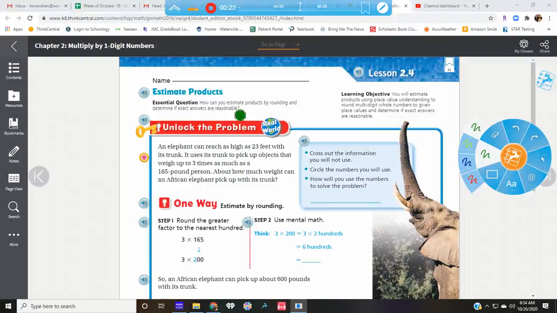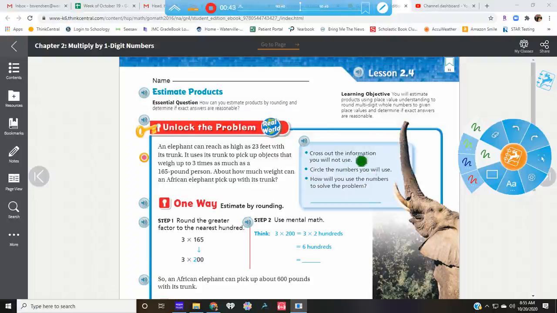So if we look over here at the unlocked problem, cross out the information we will not use. It says an elephant can reach as high as 23 feet with its trunk. It uses its trunk to pick up objects that weigh up to 3 times as much as a 165-pound person. About how much weight can an African elephant pick up with its trunk?